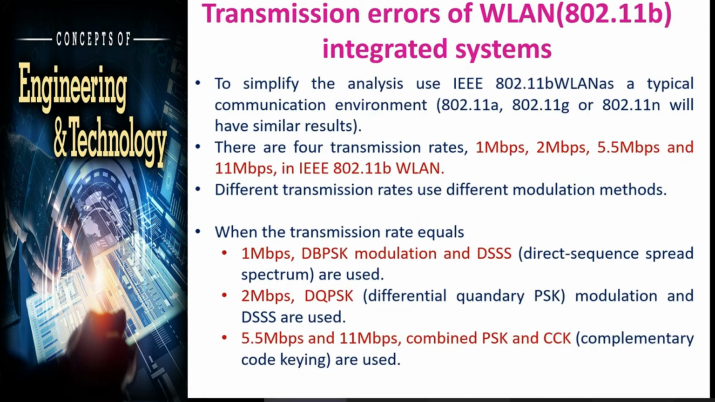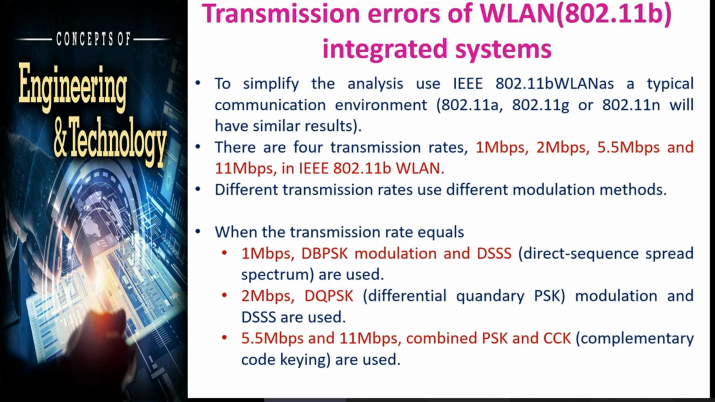When you look at the transmission errors of WLAN, there are different versions. I told you about 802.11: A, G, N, and a lot of B. These are all the different versions we have, and we get them as a kind of protocol.